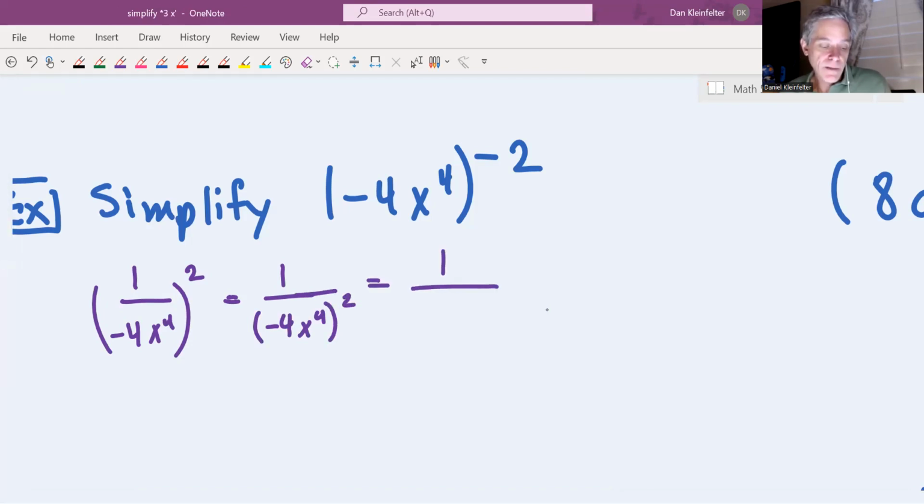Okay, up top, still a 1. Negative 4 squared is 16. And then raising x to the 4th to the second power, you're raising a power to a power, you multiply exponents, we'll have x to the 8th power.